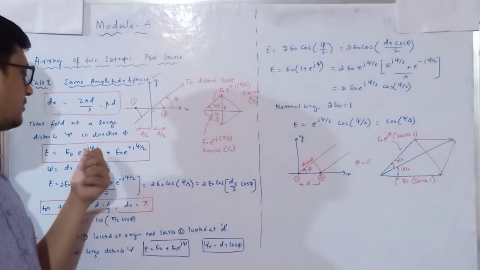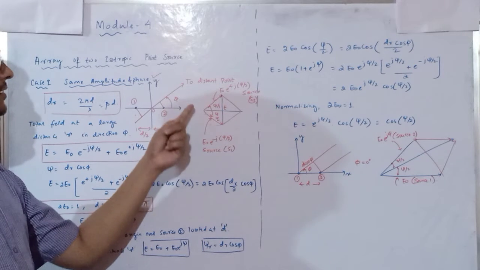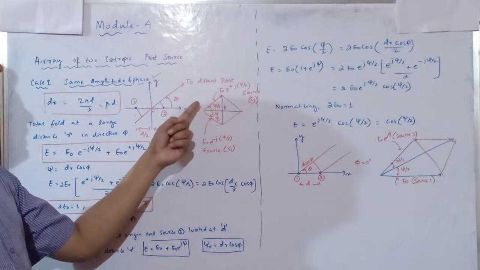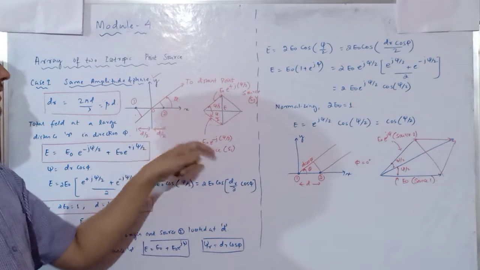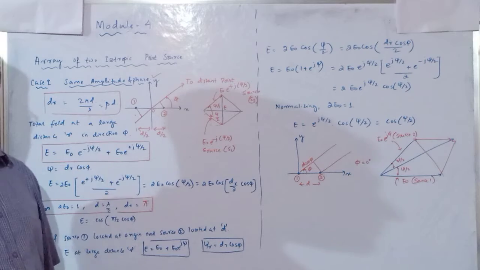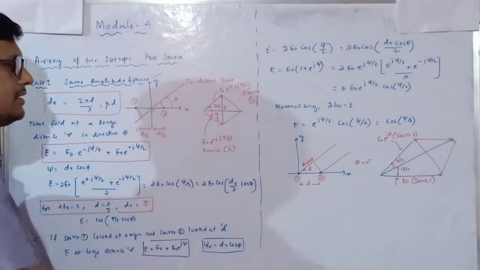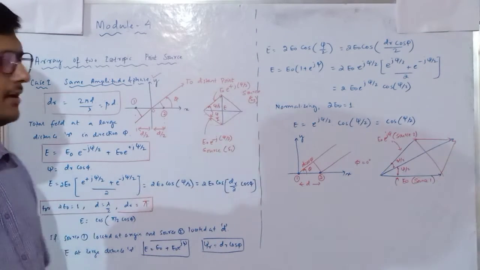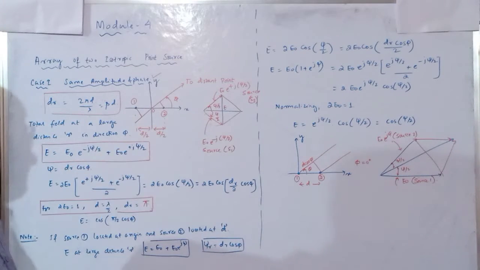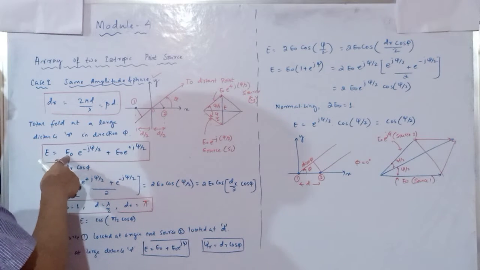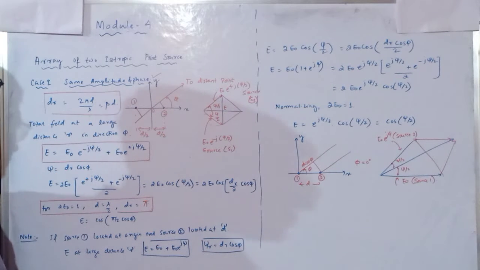So this is due to source 1, and this is due to source 2, because according to the phasor diagram, the one which is moving upward is due to source 2, and the one moving downward is source 1. So it is e to the power minus j psi by 2, depending upon the angle. The total angle is psi, and if you divide it, you get the value. So I have represented E naught e to the power minus j psi by 2 plus E naught e to the power plus j psi by 2.